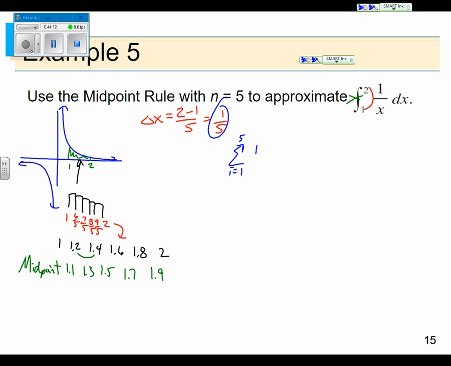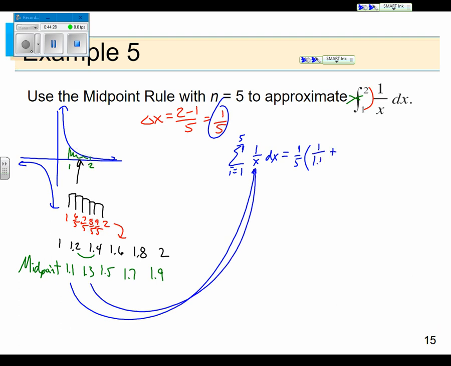So, 1 over x dx. It looks kind of weird writing it like that. I'm going to go with it, though. So I'm going to go ahead and pull my dx out in front, so that all I have to do is plug in each of these midpoints in for x. It's kind of nice this time because I don't have 2 different ones to plug in. I think you see the pattern with this. 1 over 1.7, 1 over 1.9.